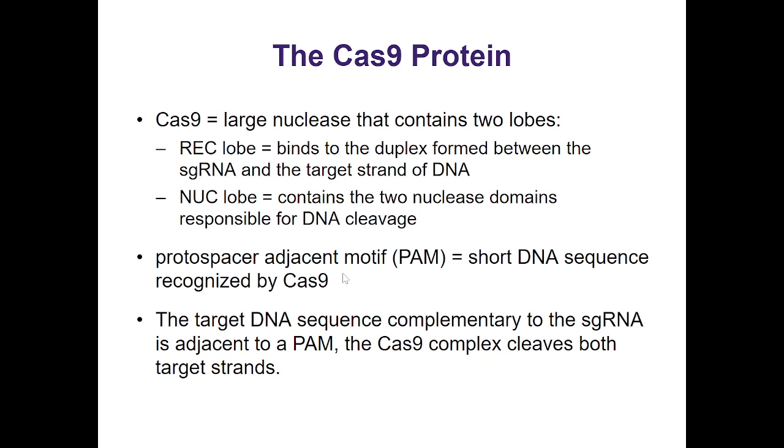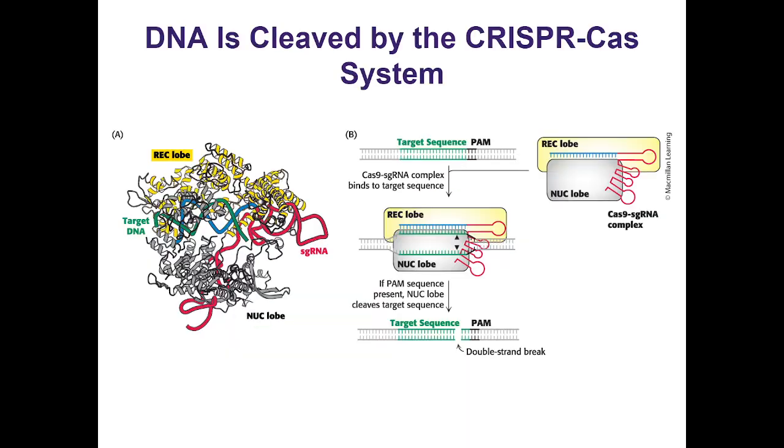The protospacer adjacent motif, which is the PAM, is going to be a short DNA sequence that will be recognized by Cas9. The target DNA sequence complementary to the sgRNA is going to be adjacent to your PAM. The Cas9 complex will cleave both strands. And so this is actually what this looks like.